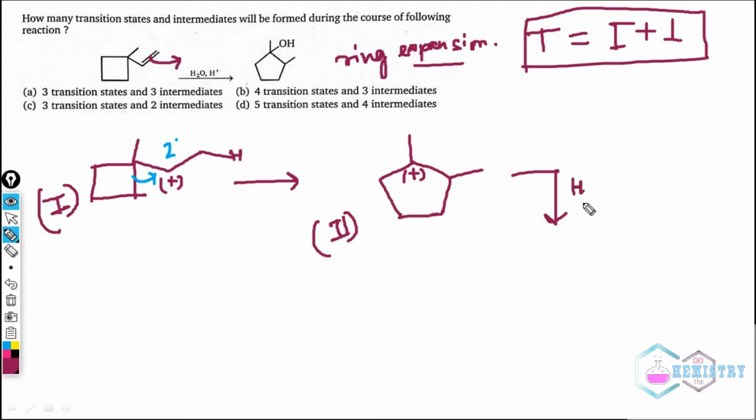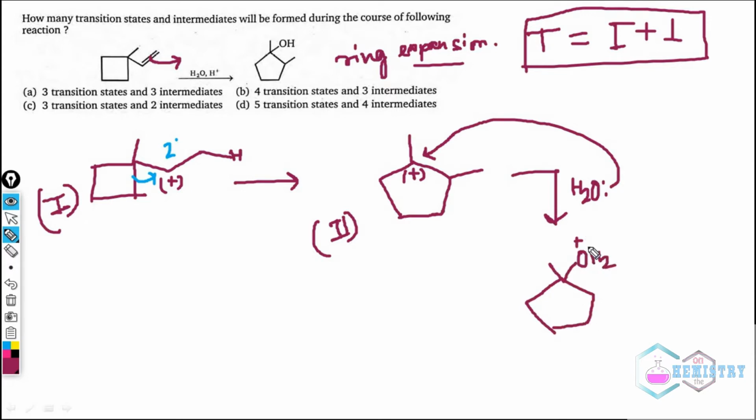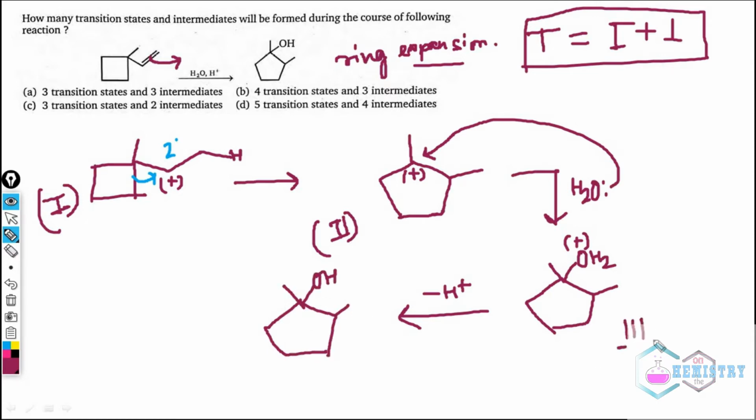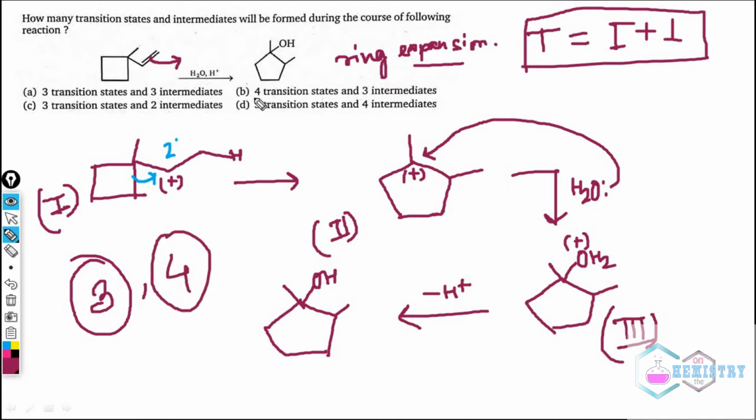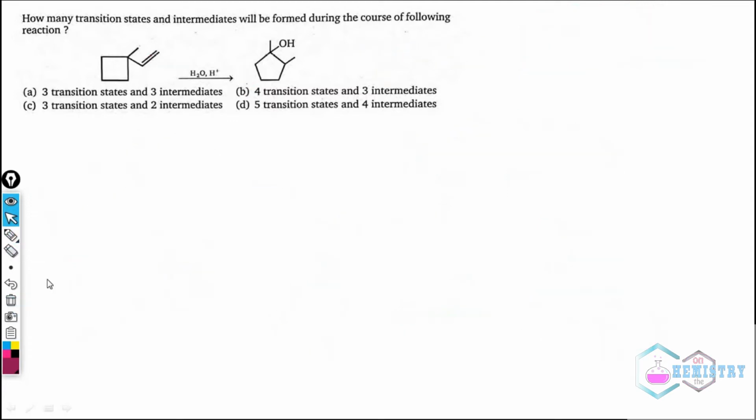Now the water will attack the carbocation and will form another intermediate, OH2 plus, like this. From this intermediate, H plus will be removed to form OH and H. Hence this is our third intermediate. So we have found out that the number of intermediates is 3, and hence the number of transition states will be 4 according to this formula, and only B matches our answer, and hence B will be the answer. So this is how a bond migration or a ring expansion occurs. Now next problem.